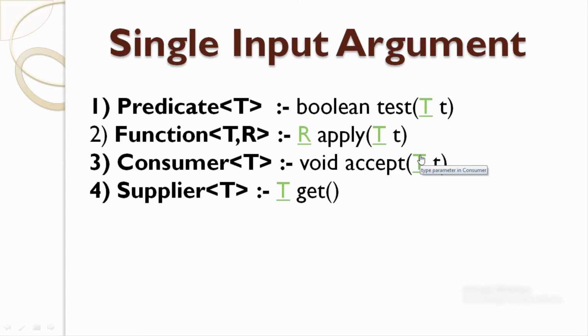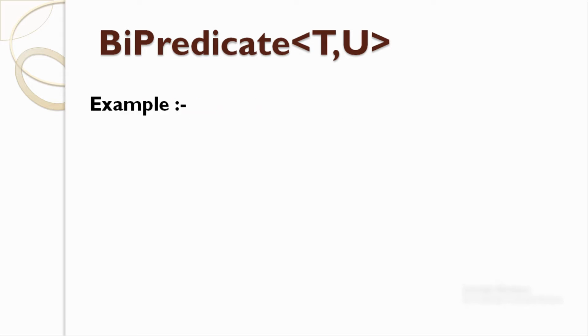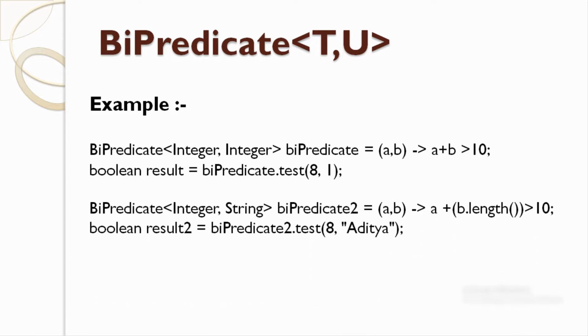Okay, so let's see. The name is BiPredicate, that takes two arguments, T and U. So T is the first argument and U is the second argument. Like this is the example. So we can pass integers and perform some operation on the basis of two arguments. In this example we have integers, but this is not necessary. We can have different types of arguments, right? Like this, the first argument is integer and the second is string.